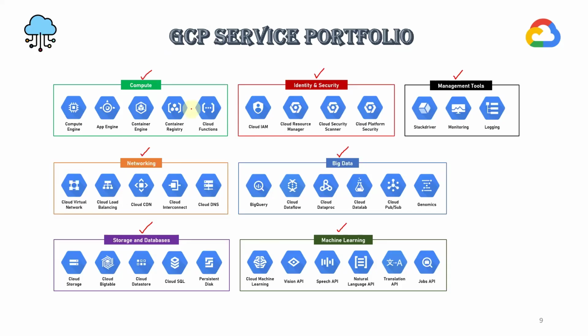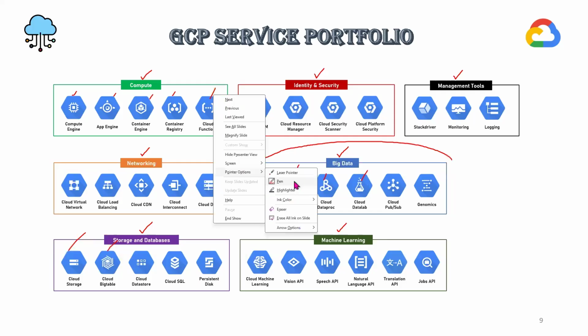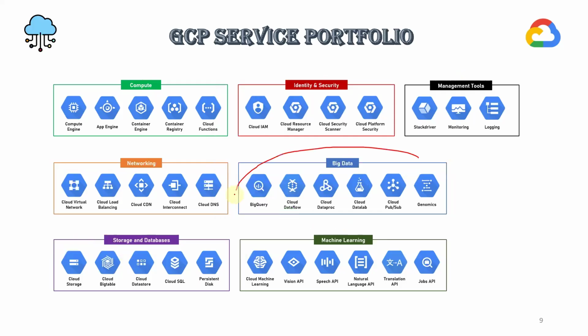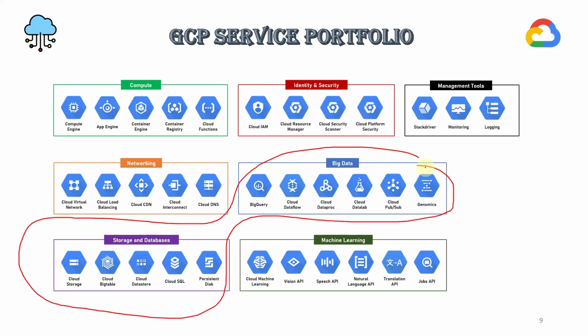Google Cloud Platform is offering plenty of services. Compute services such as Compute Engine, App Engine, Container Registry, Cloud Functions. Big data: BigQuery, Dataflow, Dataproc, Pub/Sub. Storage: Cloud Storage, Bigtable. As we want to become data engineers, we are going to focus on the big data and storage services. This is where we are focusing. All right.